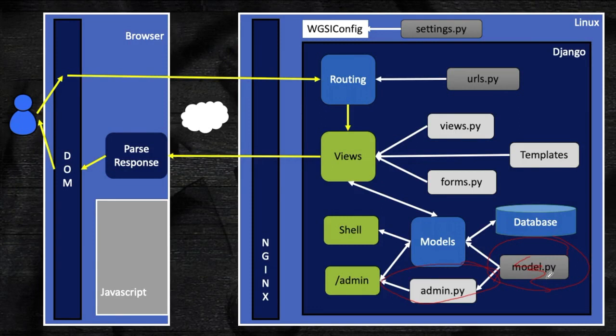So model.py is where we define the structure of our database, and we see this database through data models, data model objects, and we can register our data models in admin.py. There's not too much in this admin.py.